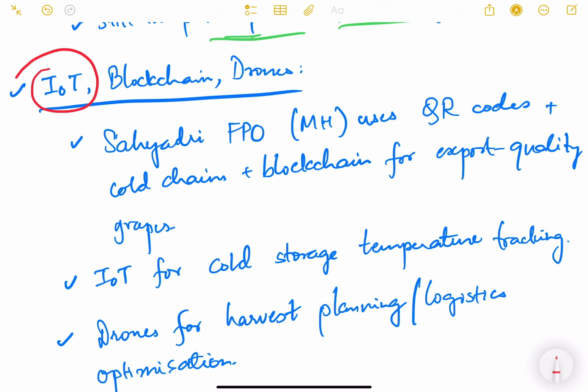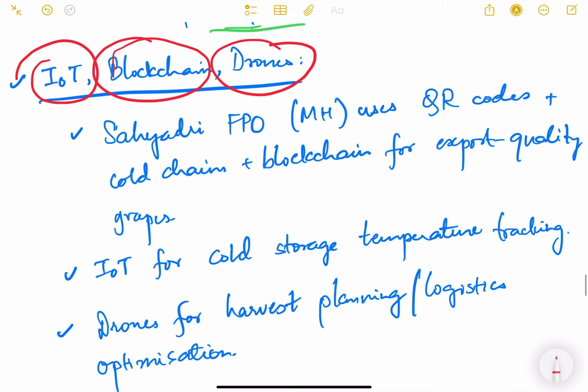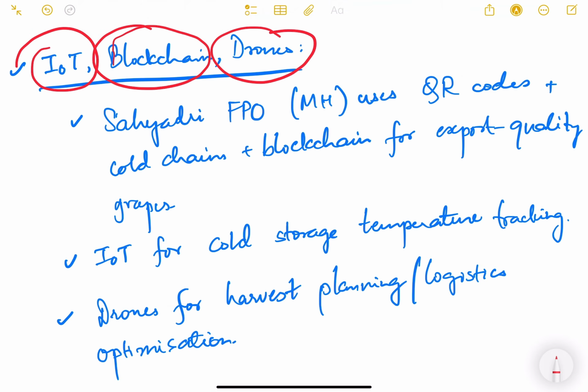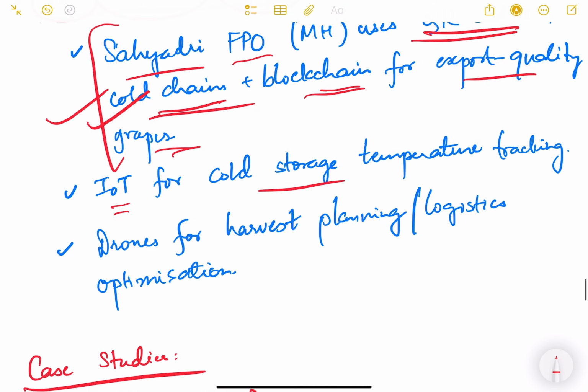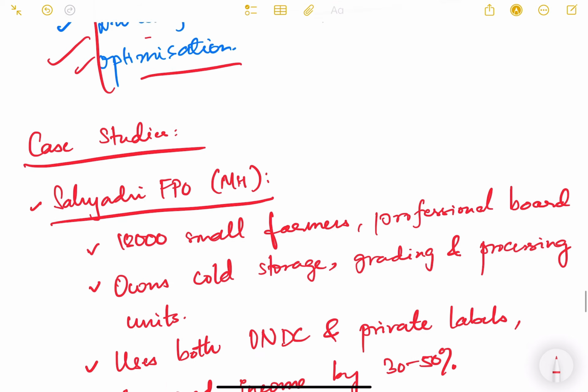Then IoT, Internet of Things, blockchain, drones. We have already seen that these are some of the technologies which can be used. Sahyadri FPO of Maharashtra uses QR codes, cold chains and blockchain for export quality grapes. So a successful example from Maharashtra. Internet of Things for cold storage temperature tracking, drones for harvest planning and logistics optimization. These are some of the technologies which can be used.